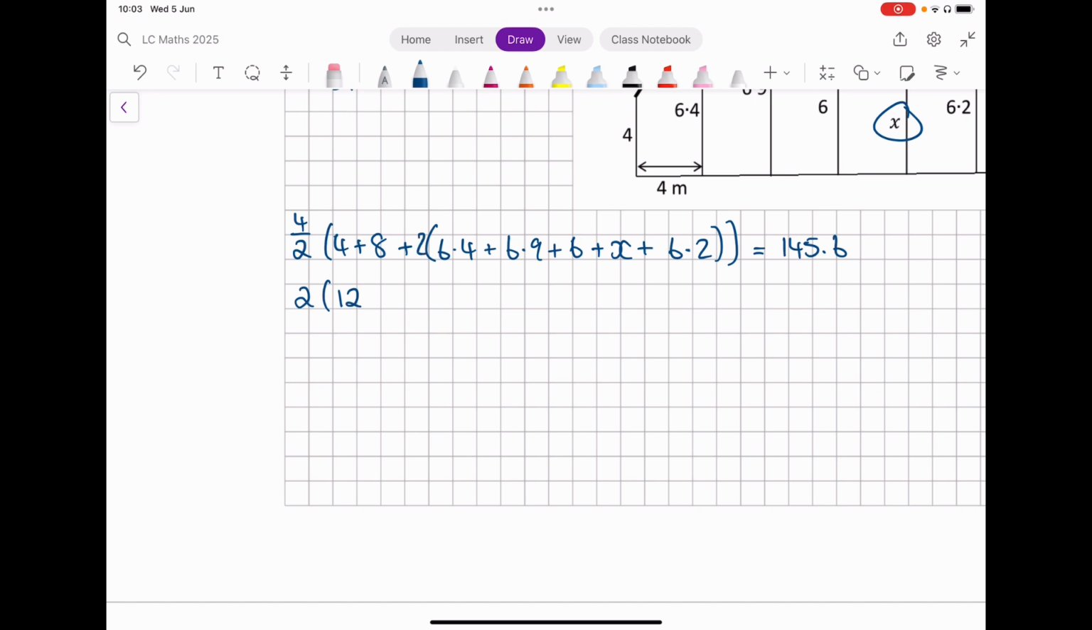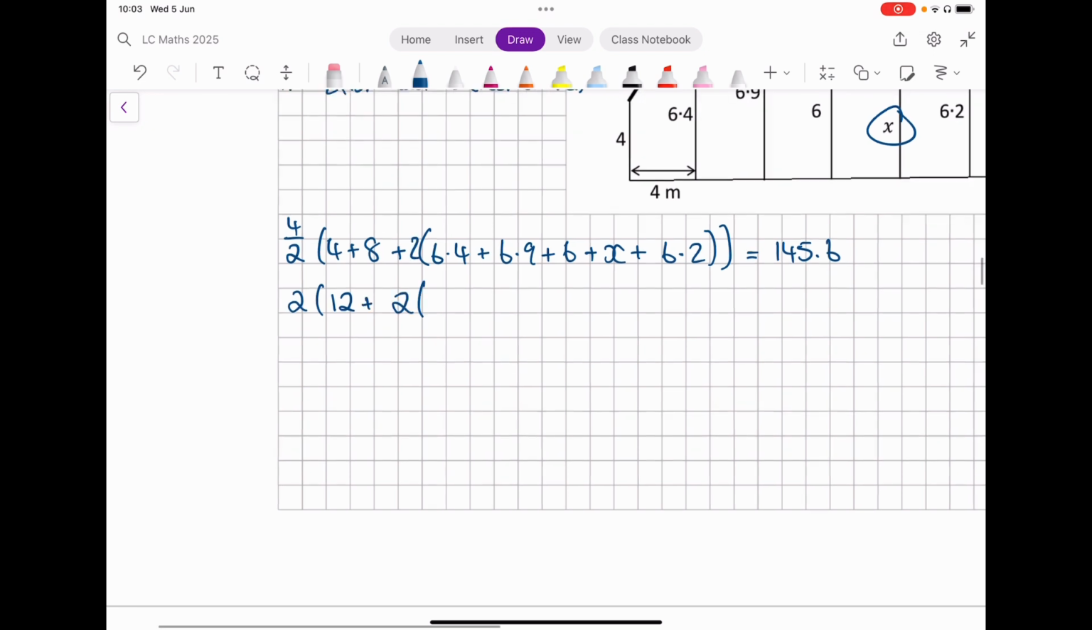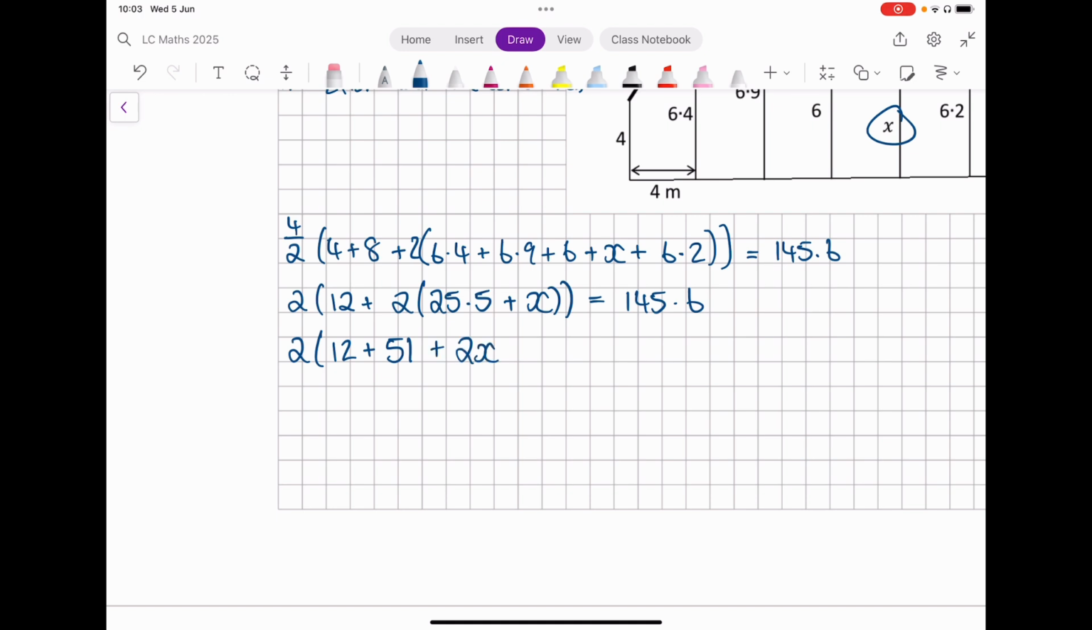And then, sorry, there should be a 2 here, apologies. Plus 2 times, and then I add the rest of those together inside there. So that's 6.4 plus 6.9 plus 6 plus 6.2. And if I add all those together, I'm going to get 25.5, and I still have that x. And that's all equal to 145.6. Okay, next thing I'm going to do is get the inside of that bracket sorted. So 2 by 25.5 gives me 51 plus 2x is all equal to 145.6.